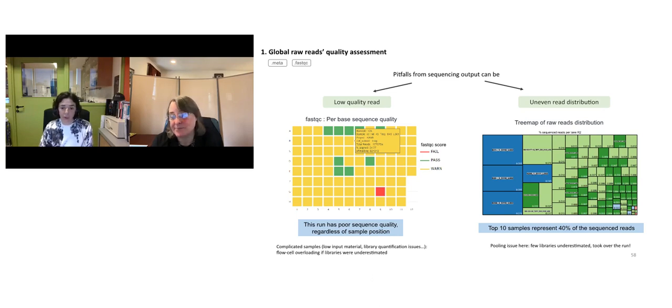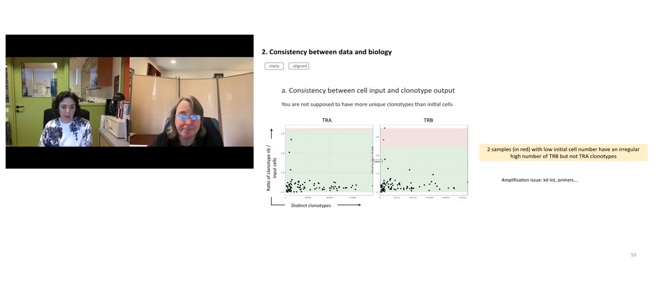Here you can see on the right side that there are 4 samples in blue that take almost 40% of the sequence reads of the total run. So those samples were probably underestimated, and then they were overloaded in the pooled libraries, and then they took a lot of space.